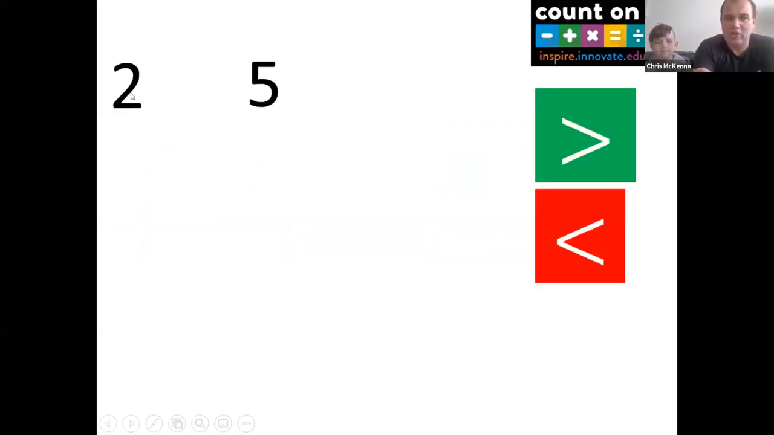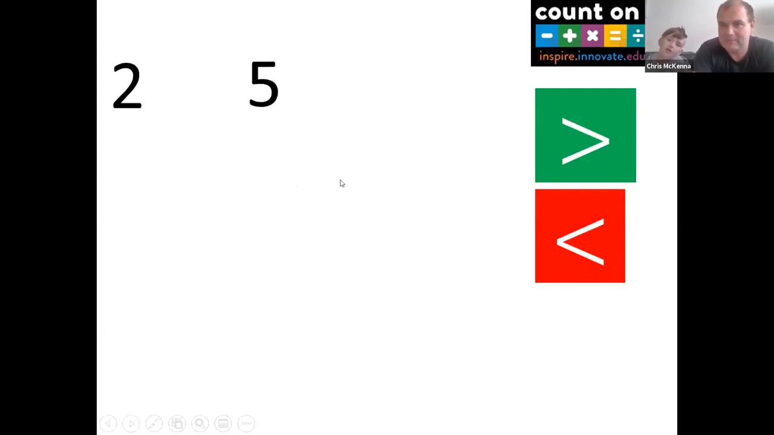Okay, now we've got 2 and we've got 5. So 2 is something than 5. So we're going to use one of these two symbols only. So 2, is it more than 5 or is it less than 5? What symbol am I going to use? You can type into the chat box. If you've got a keyboard, you can type in the same. What sign do you think it's going to be, Austin?